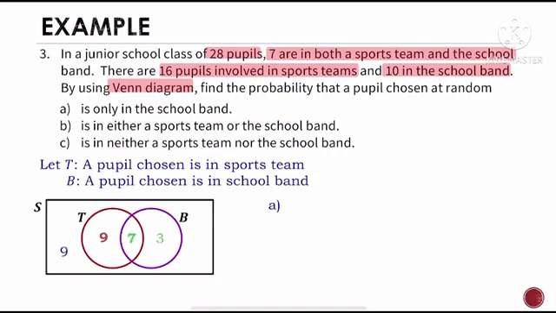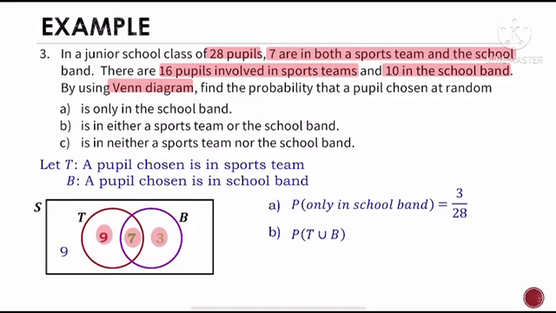For question A, the probability that a pupil chosen is only in school band: the number is 3, so the probability is 3 over 28. For question B, the probability that a pupil chosen is either in sport team or school band is P(T union B). There are 19 altogether, so the probability is 19 divided by 28. For question C, the probability that a pupil chosen is neither in sport team nor the school band means that the pupil is not involved in any team. It is P(T union B prime), which is the complement of P(T union B), so the answer is 9 over 28.